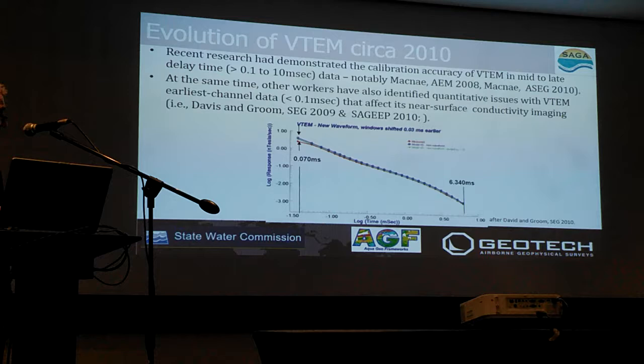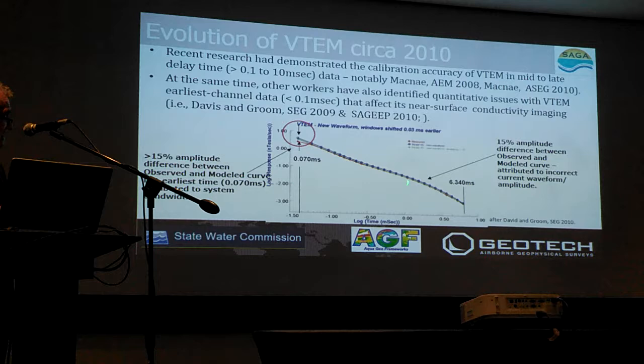There's a 15% difference in amplitude between the model curve and the measured curve. And he also remarked that there was greater than 50% amplitude difference between the observed and the model data in the early channels. And this one we could explain. It had to do with the current waveform he was using. It wasn't the right current waveform. But this was undeniable, right? And that's at 70 microseconds.